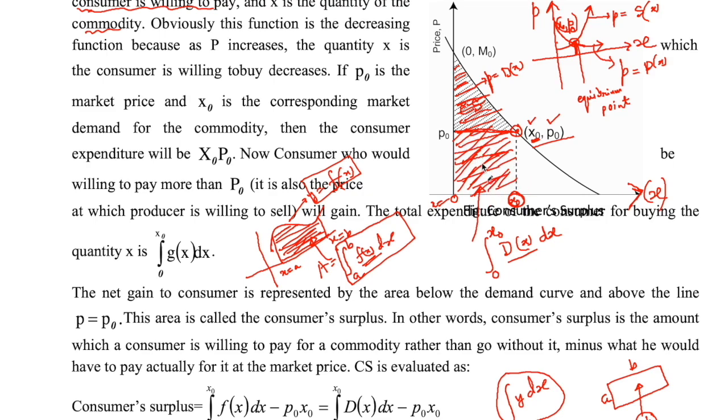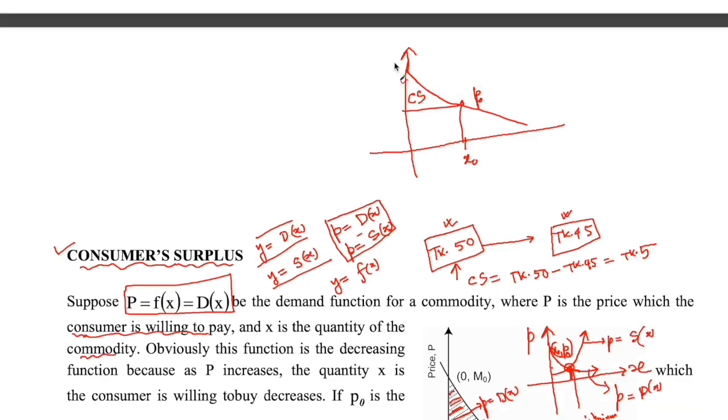So here, what will be the area of this rectangle? এই rectangle length কত? বা width? P0 into x0. P0 x0 এটাকে বাদ দিতে হবে। If you subtract this area, then you will get CS, consumer surplus. So this is our formula to know the consumer surplus of a given demand function. Therefore, this area indicates consumer surplus.